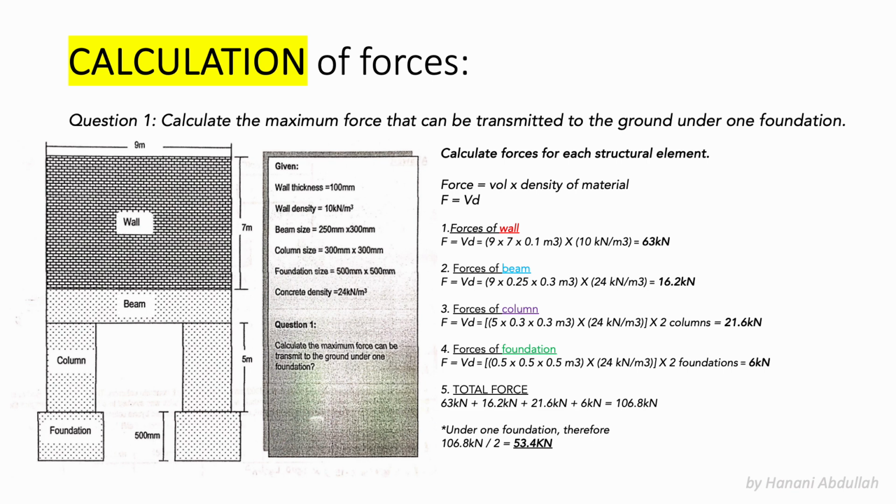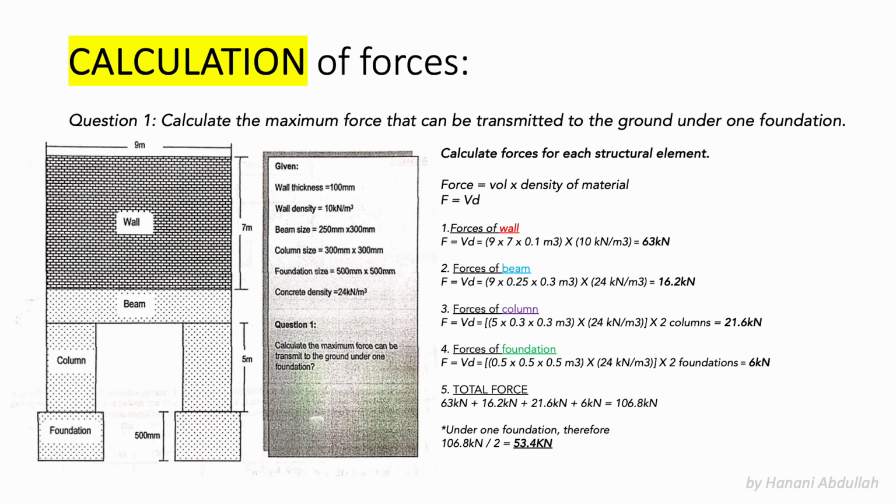So density of beam, column, foundation, kalau you tengok semuanya 24 kN per meter cube. Mana dapat? Dekat sini it is referring to the concrete density. Untuk wall sahaja dia bagi wall density 10 kN per meter cube. Yang lain semuanya kita pakai concrete, that's why kita stick to the 24 kN per meter cube.